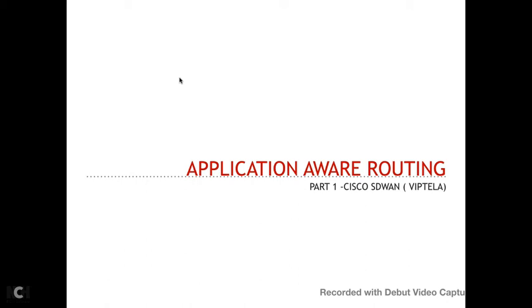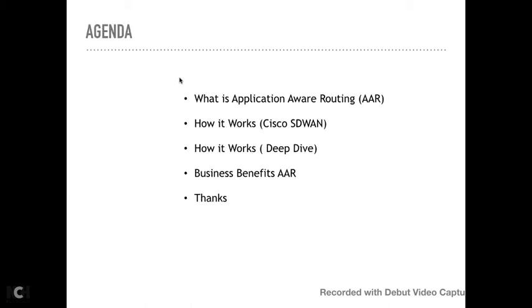Okay, so we will kick off with that presentation on AAR along with a demo in my part 2. Part 1 will focus on the following agenda. We are going to see what application-aware routing is and how it works in Cisco SD-WAN, what the key components are in Cisco SD-WAN, which is called Viptela at the moment. And maybe we will go into a deep dive on how it works, like what the timers are and how the calculation happens. Finally, a wrap-up with the business benefit, what exactly application-aware routing is going to give to our enterprise customers. And finally, we're wrapping up with a thank you. Okay, so let's kick off.